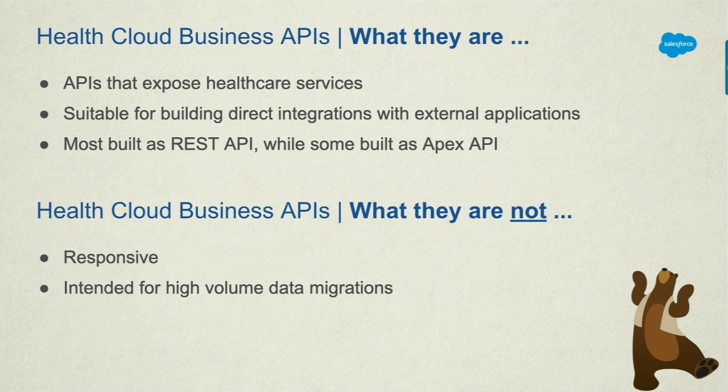These APIs are very suitable and easily used by other applications. So at times, no middleware is required for integration purposes. An external application could be calling into Health Cloud using these business APIs very comfortably. Most of these APIs are REST APIs, keeping them neutral and usable by any consuming application. But some of those APIs are also Apex APIs.